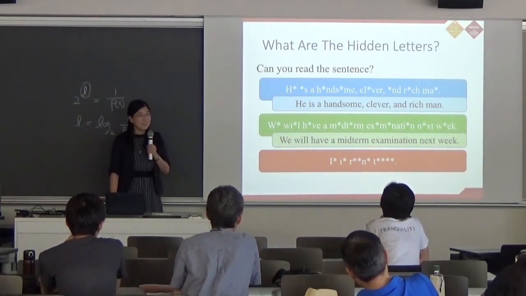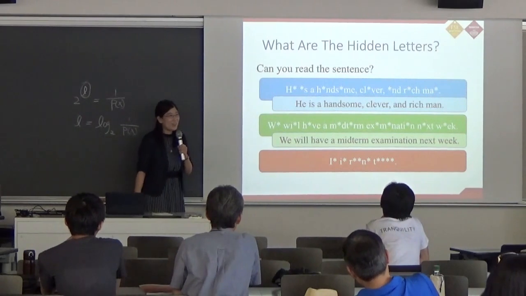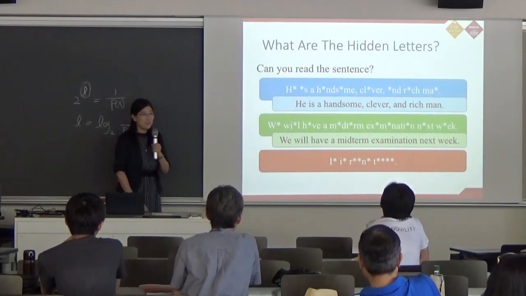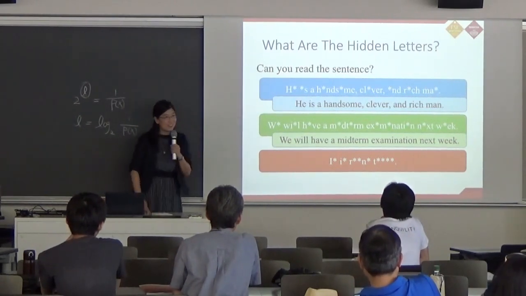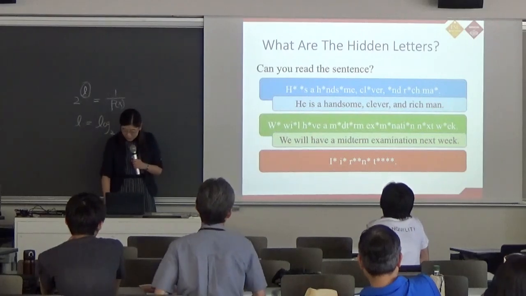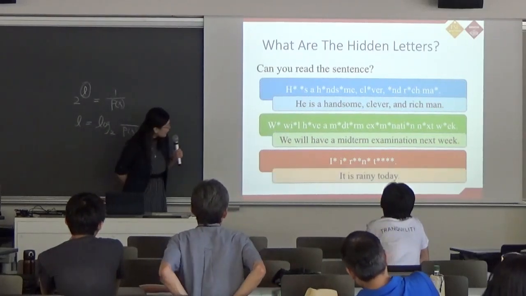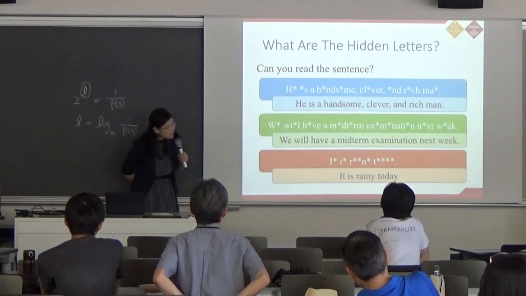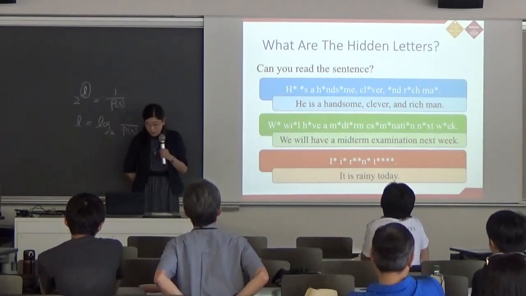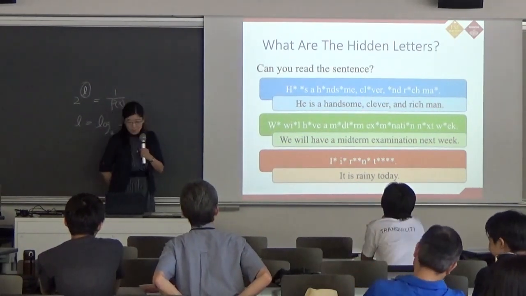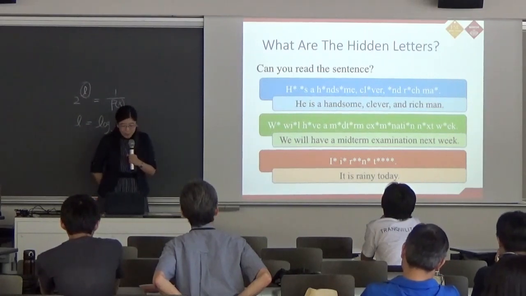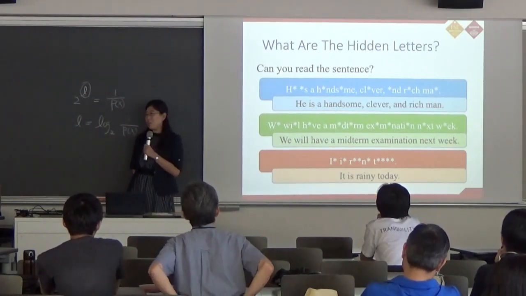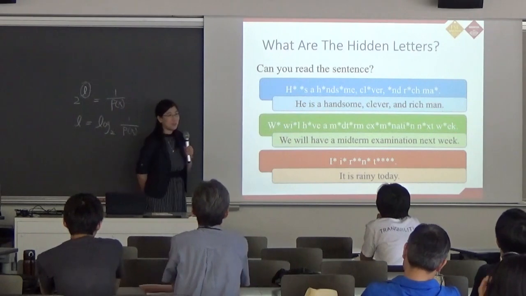A little bit difficult. It takes more time. And maybe you have more than one answer, right? It seems difficult, so I give one example: it is rainy today. Well, maybe you have other solutions, right? But why can you read some sentences with some hidden letters, while you cannot read a sentence with some other hidden letters?